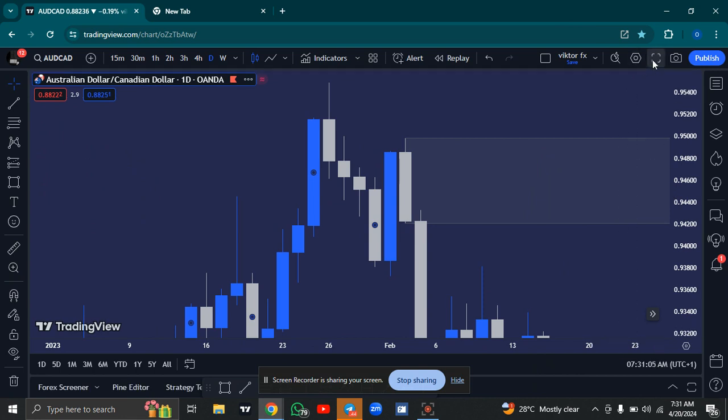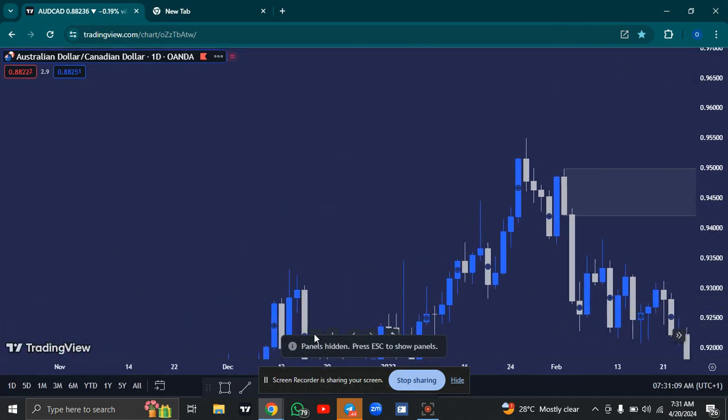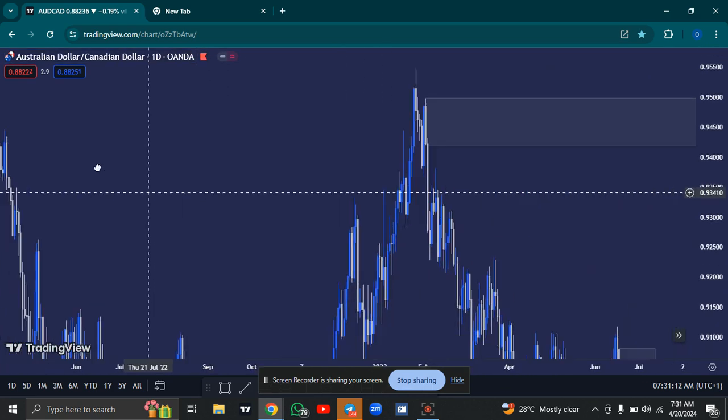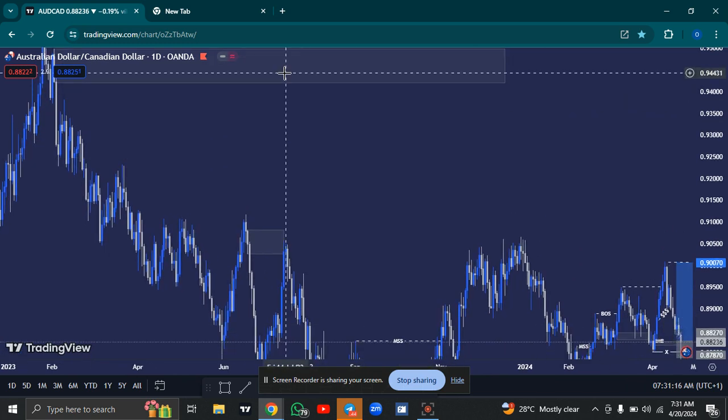Yeah, guys. I just want to quickly share my analysis for next week with you guys. This is a unique chart, and it's a daily time frame.